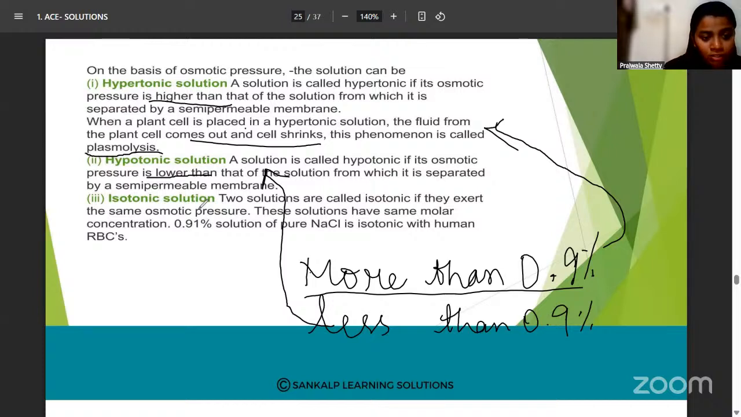Then if the salt concentration is less than 0.9%, the solution is said to be hypotonic. This is understood, right? So directly next, again what happens: if you place any cell inside the hypotonic solution, water will enter into the cell and that cell will swell. Okay. Now directly to the next one.